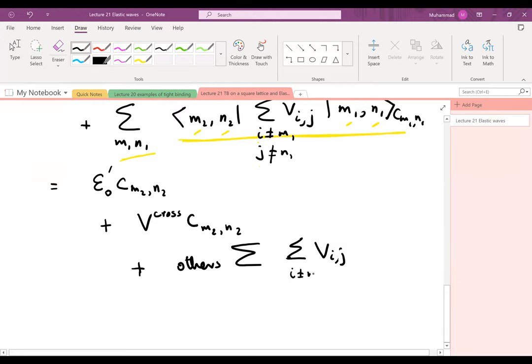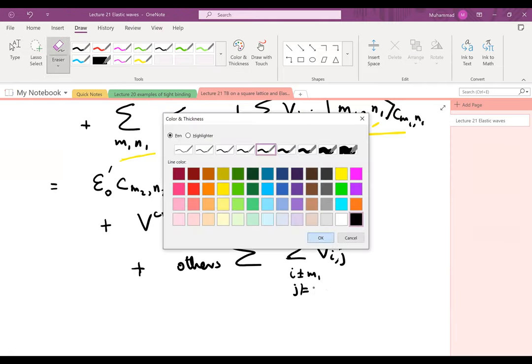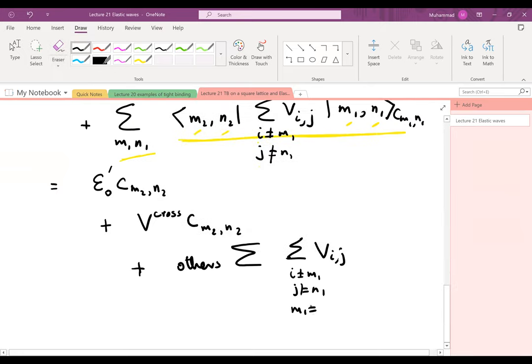I is not equal to M1, J is not equal to N1, excuse me. M1 is not equal to M2 and N1 is not equal to N2. And I'm summing over all M1, N1, and I have a bra M2, N2 here and a bra M1, N1 here and a C_M1,N1. Right, so I get these three terms.